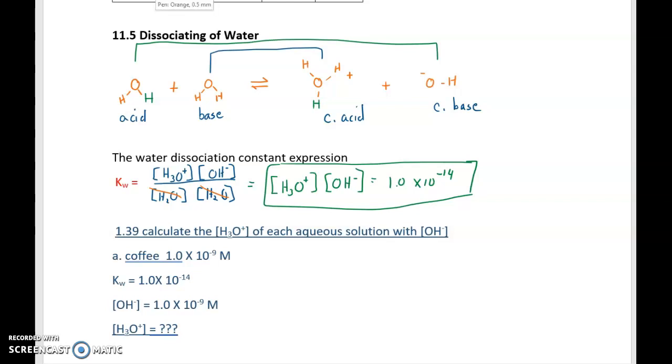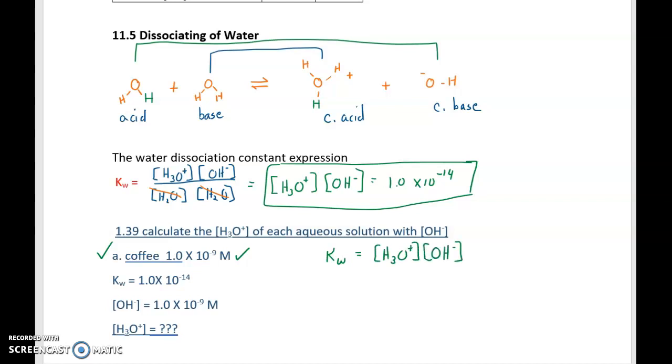So let's look at the hydronium concentration in coffee. We're right down here. We've got an equilibrium constant, or a dissociation constant in this case. It's equal to 1 times 10 to the minus 14th. The hydroxide concentration was given to us. It's right here, 1 times 10 to the minus 9th, and we don't know the concentration of the hydronium. We do know that Kw is going to be equal to hydronium concentration times the hydroxide concentration.